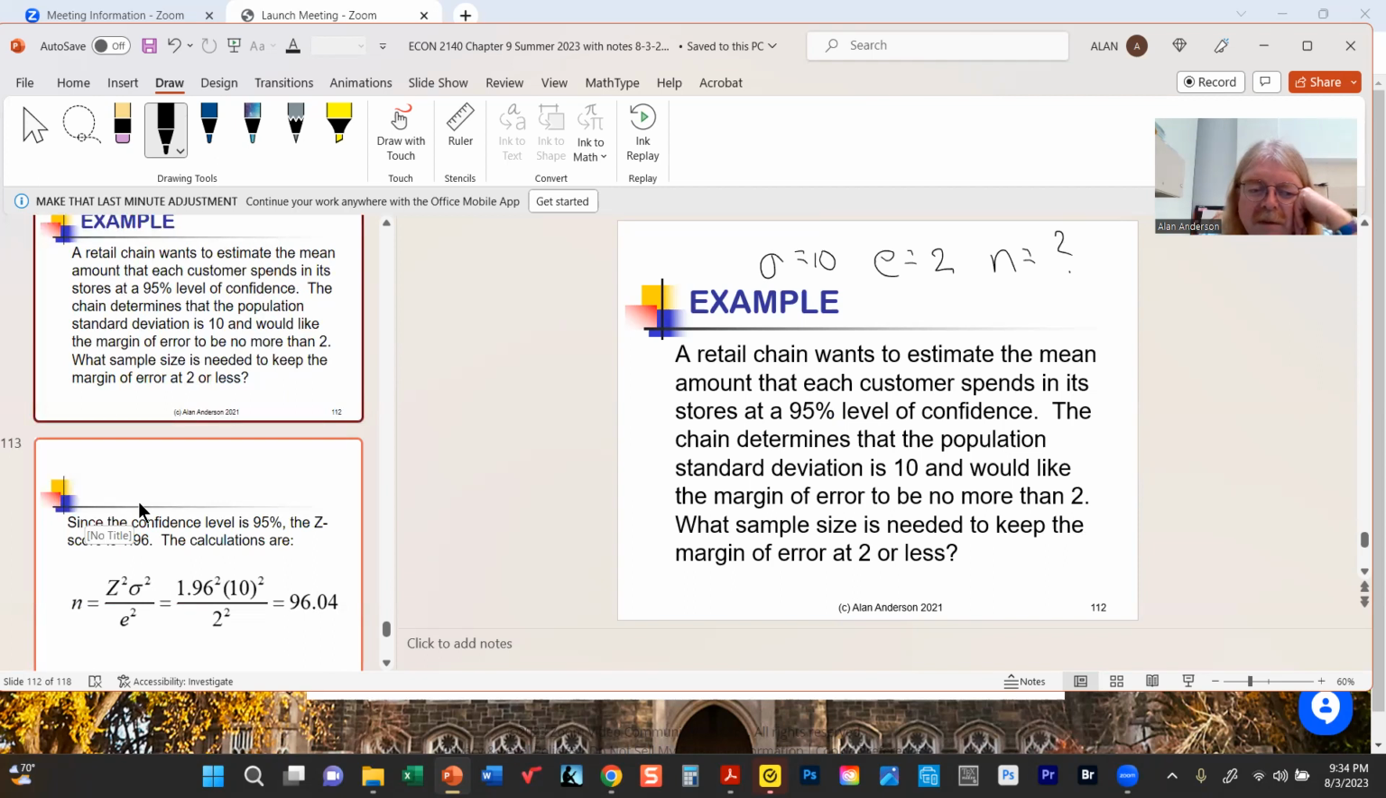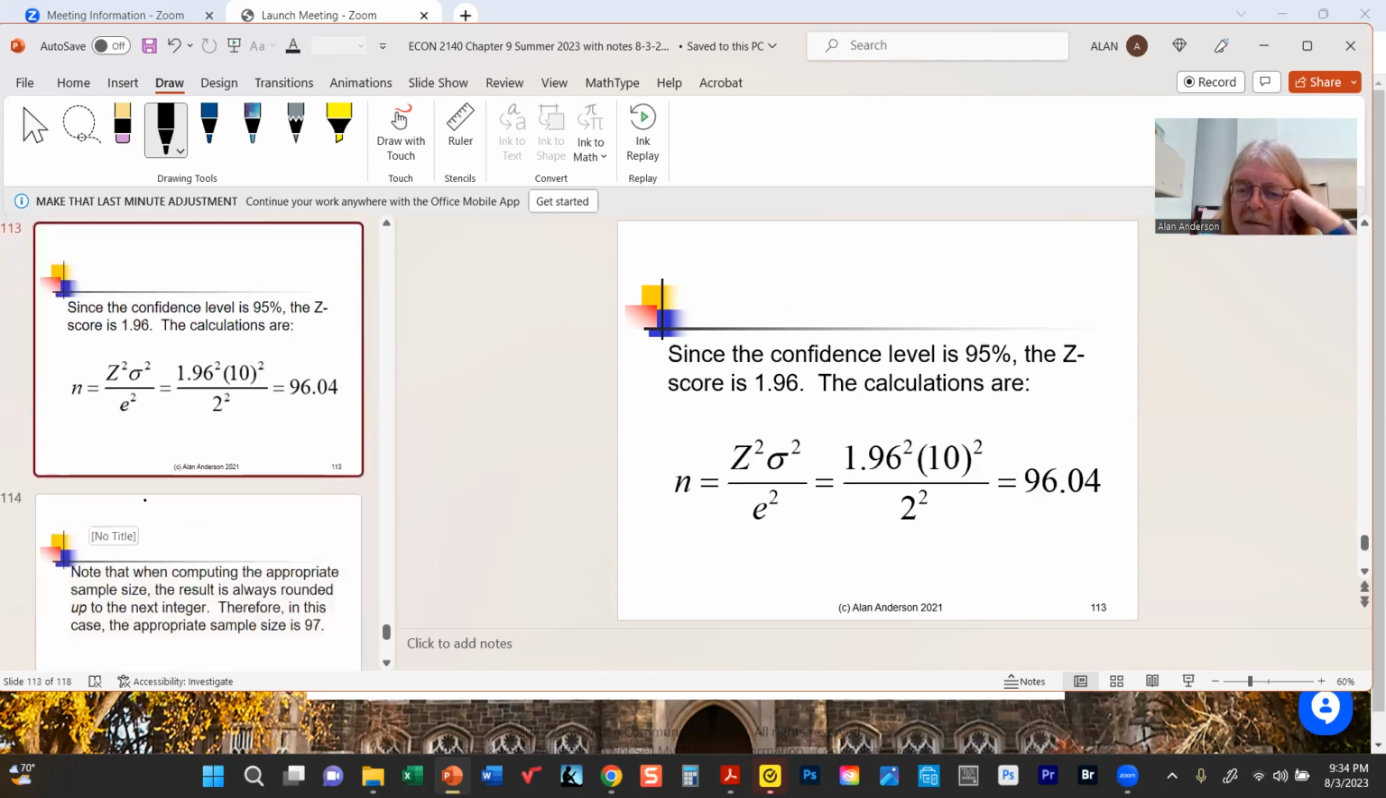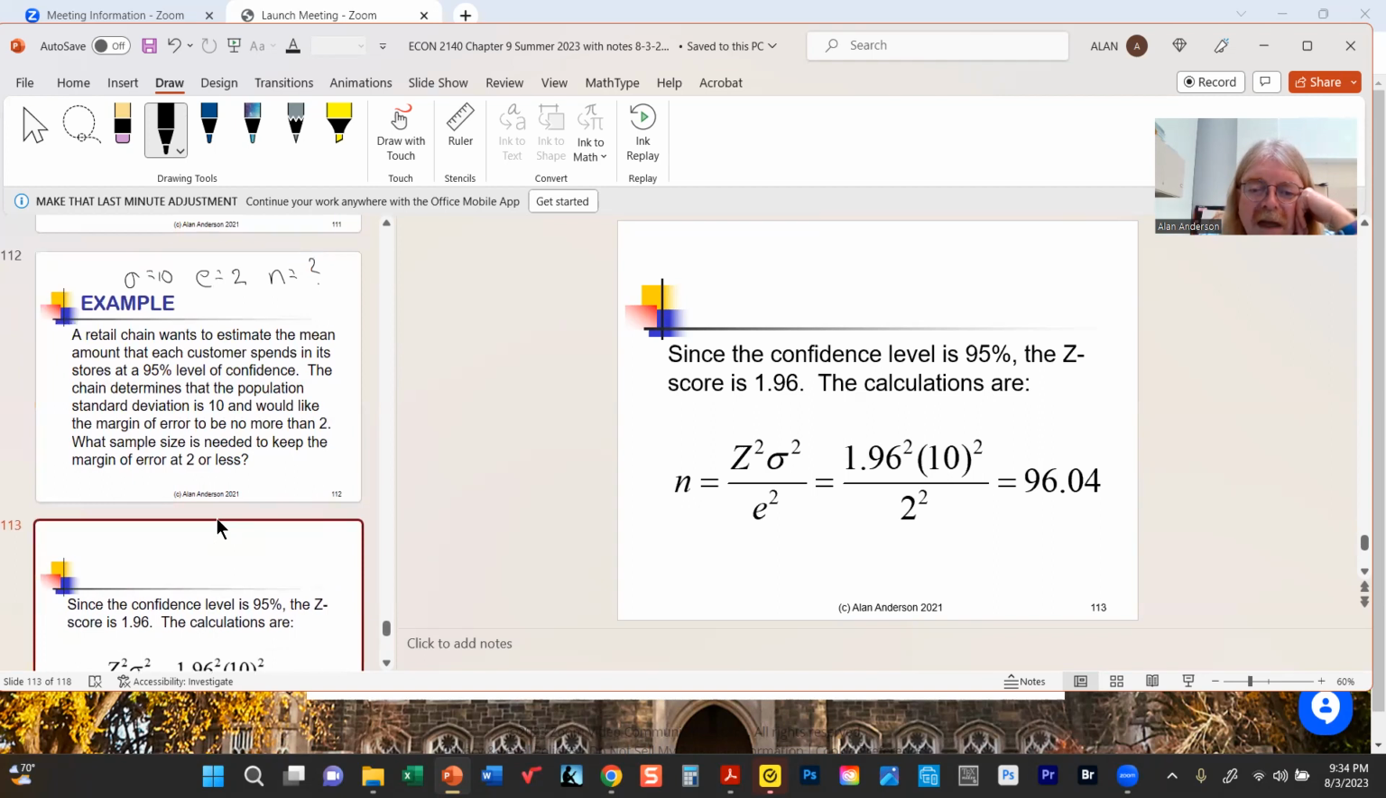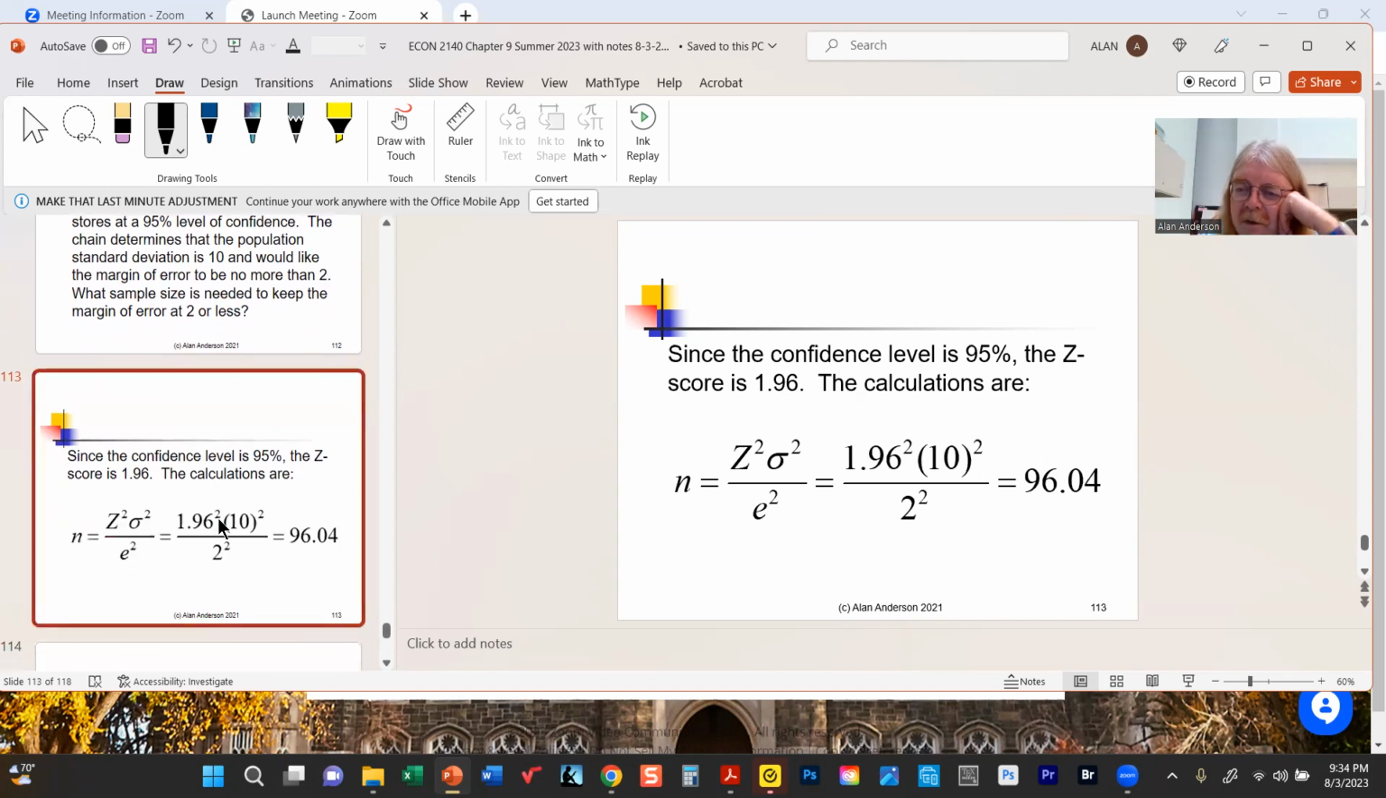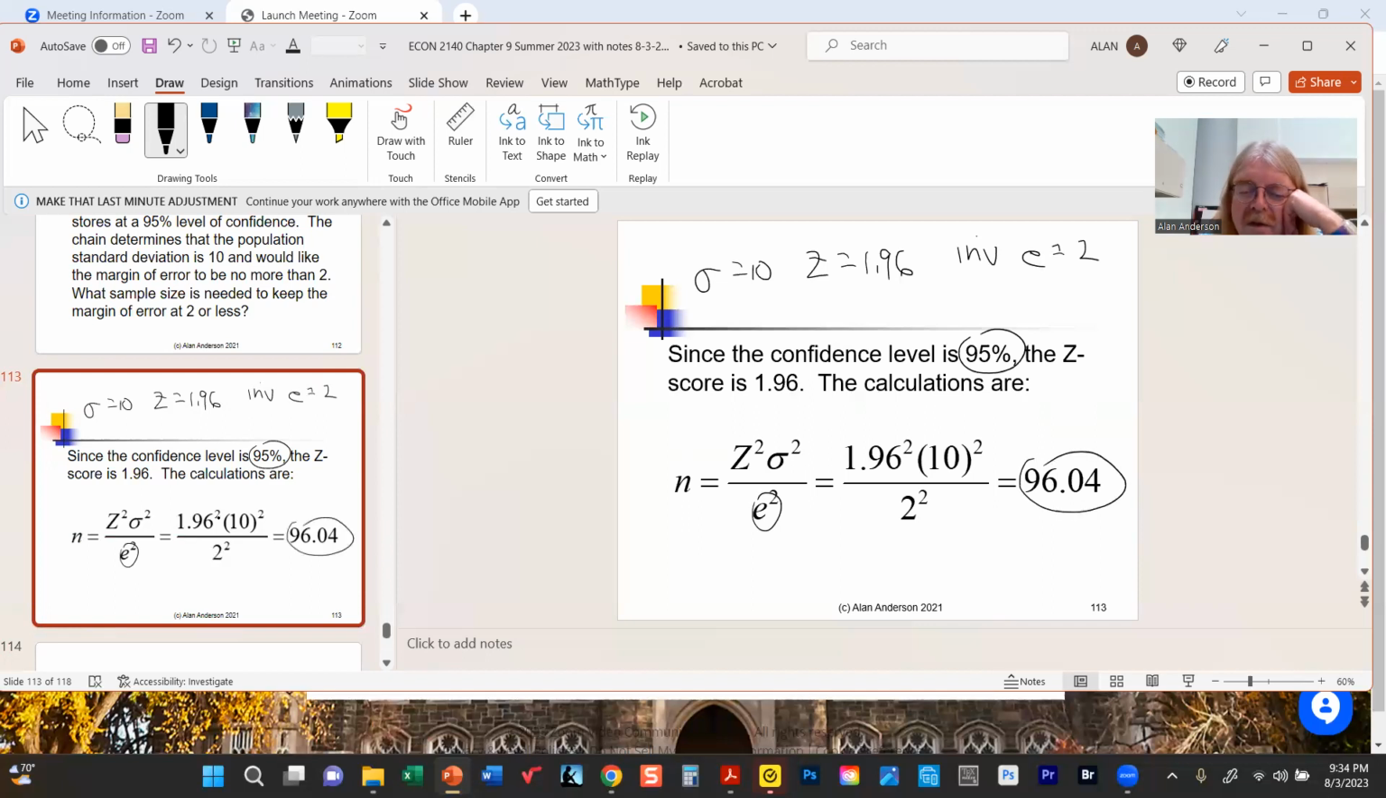So look how simple this is. 10 is our population standard deviation, so we square it to turn it into a variance. I'll just remind you up here that sigma is 10. Now, because it's a 95% confidence level, the Z-score is 1.96, which we've seen before. If you're not sure, you can go look it up with the INV norm function. And then the target E is 2. So if you plug those in, you're going to get 96.04, which is clearly not an integer.